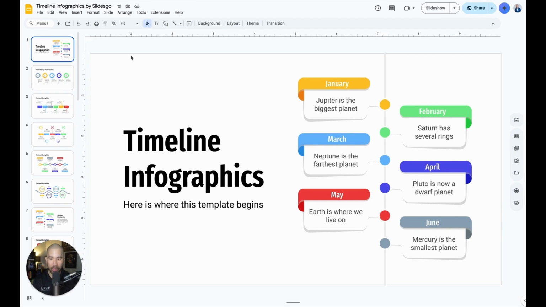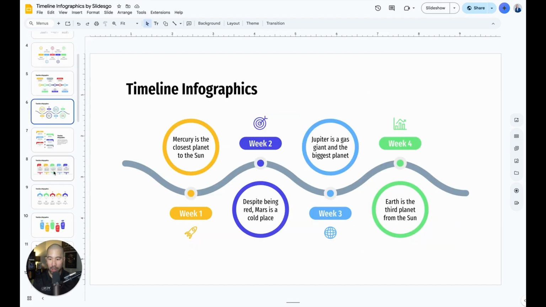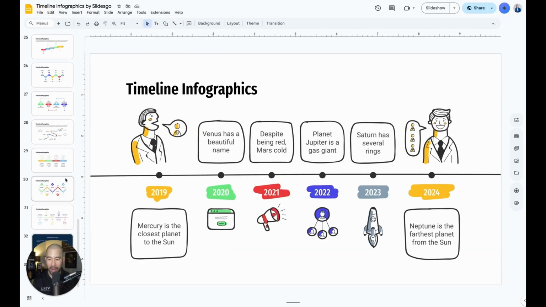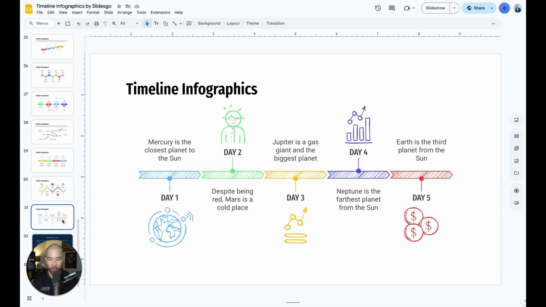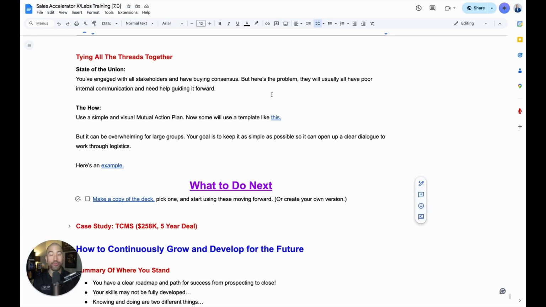This is from I think slides ago, and there's tons of different examples here that you can just take and make a copy of this deck just like this, and you just pick whatever one you want and start utilizing it ASAP. You might like this one. I mean, these are pretty cool actually. These are graphics. Anyways, pick ones you like to use and start using them moving forward. All right, and or create your own version if you want to.